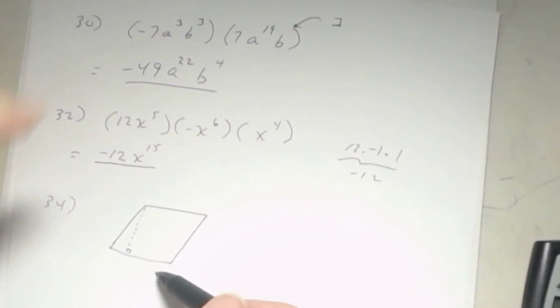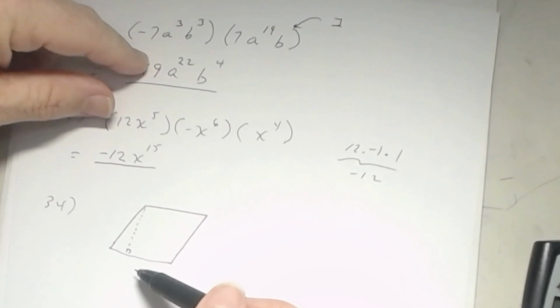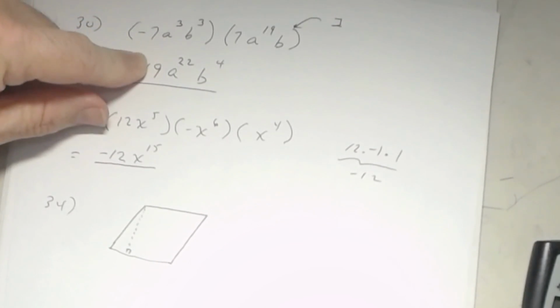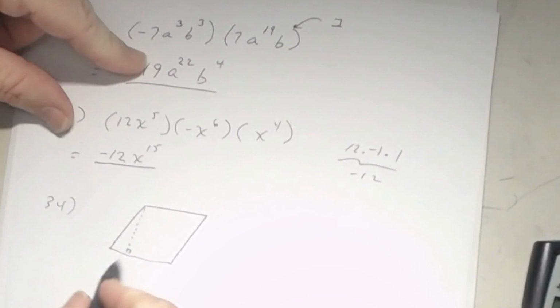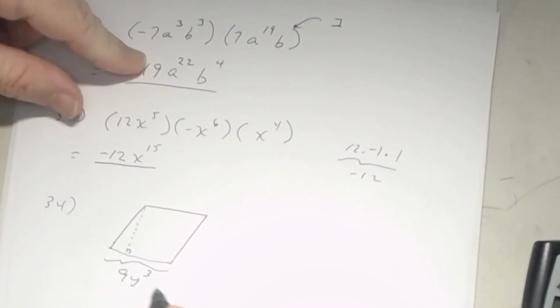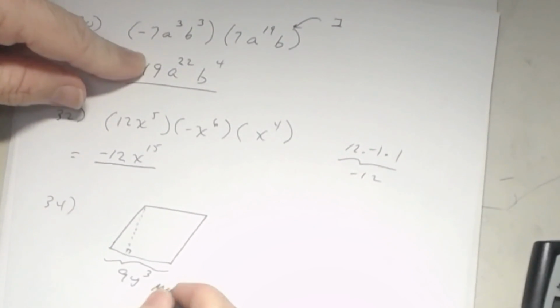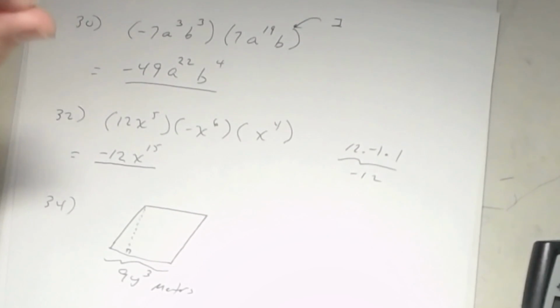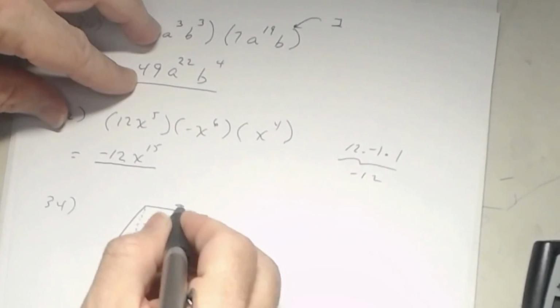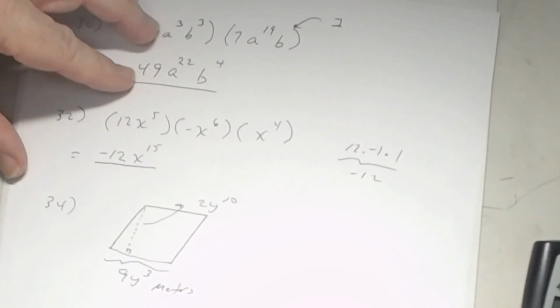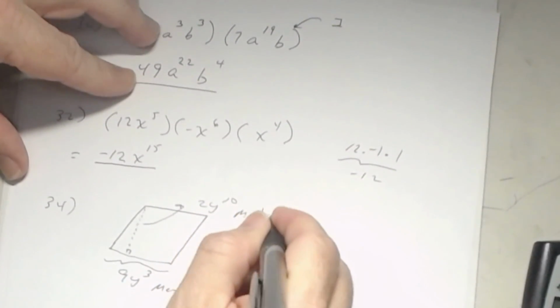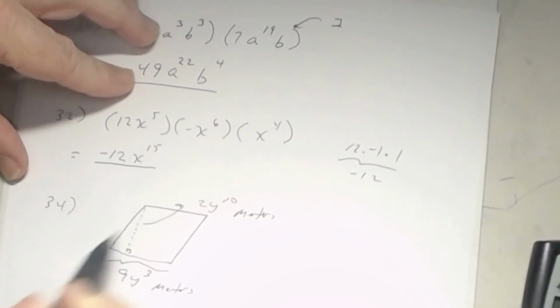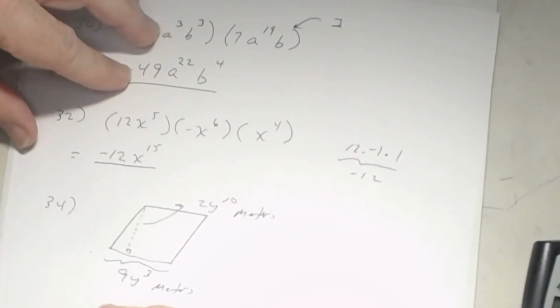So here's what the problem says. The parallelogram below has base length 9y cubed. So if this is the base, then this right here is 9y cubed meters. So the length is in meters. Then it says the height is 2y to the 10th. So this right here is 2y to the 10th meters. So this represents the base, this represents the height. And the question is, find the area of this parallelogram.